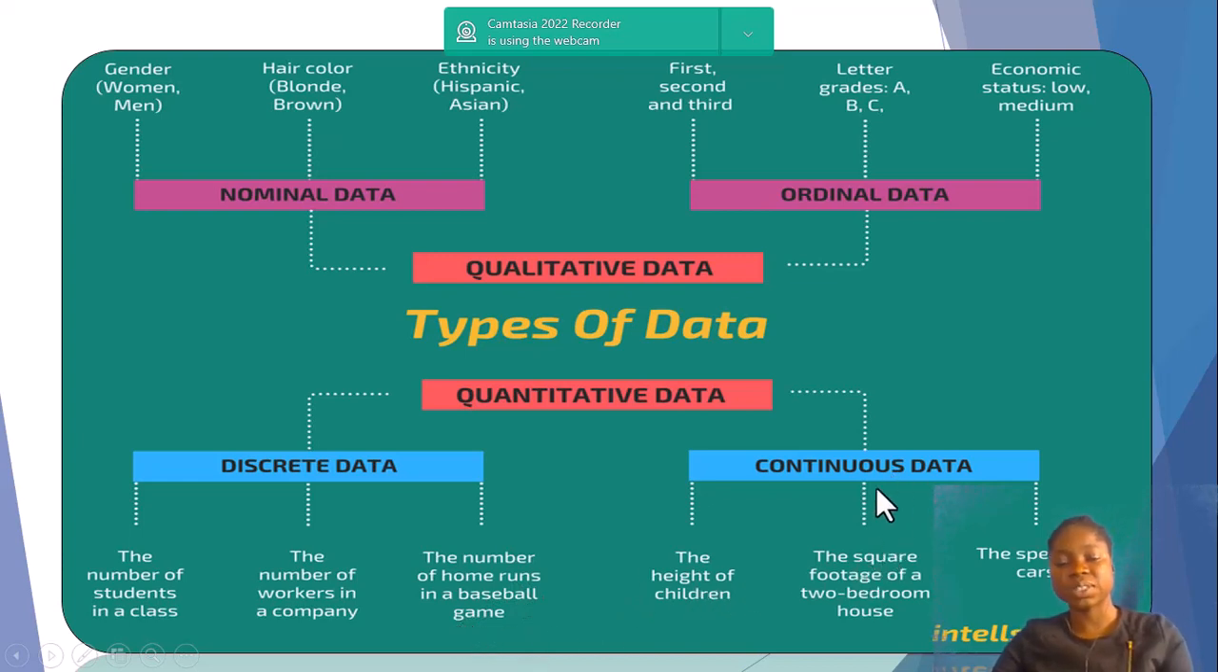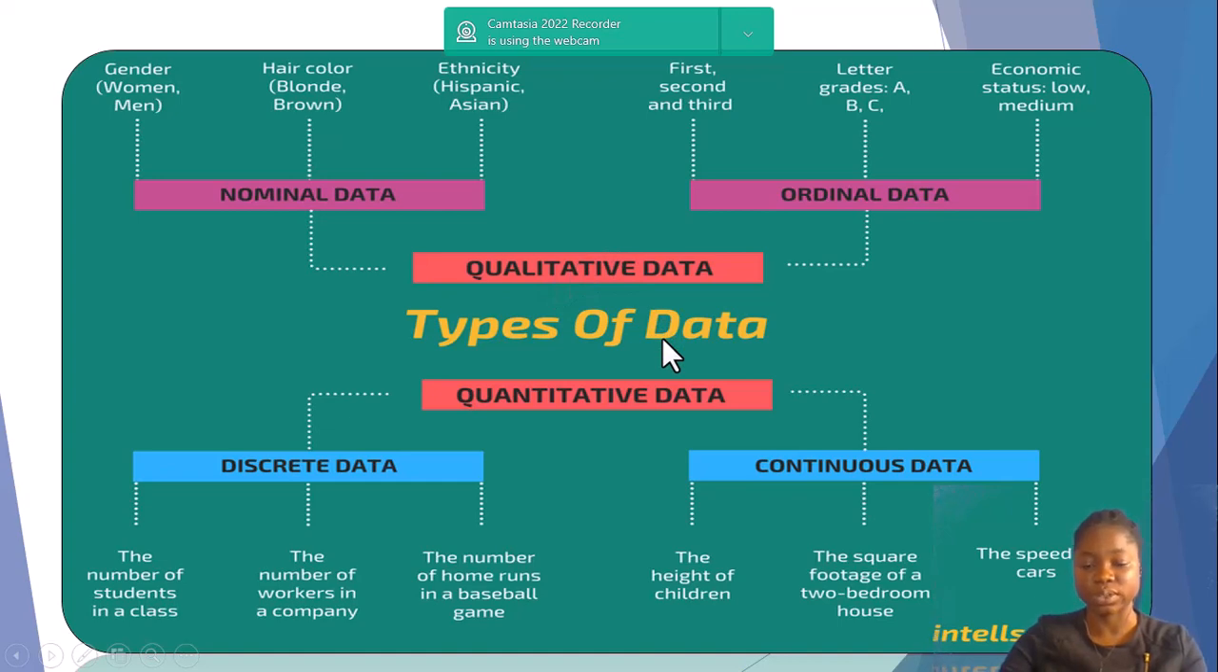While the continuous data, for those that will be venturing fully into Excel, these are things you'll be coming across very often. While continuous data is the height of children, as well, number, the square footage of a two bedroom house, number, the speed of cars, number. Yes, so quantitative is numerical, while qualitative is descriptive. I hope you get that.